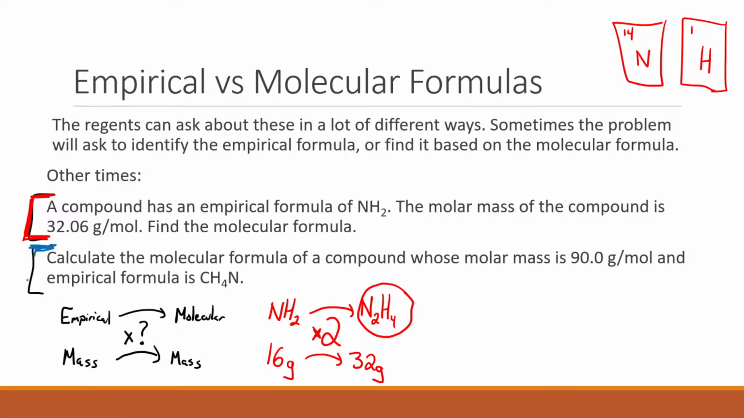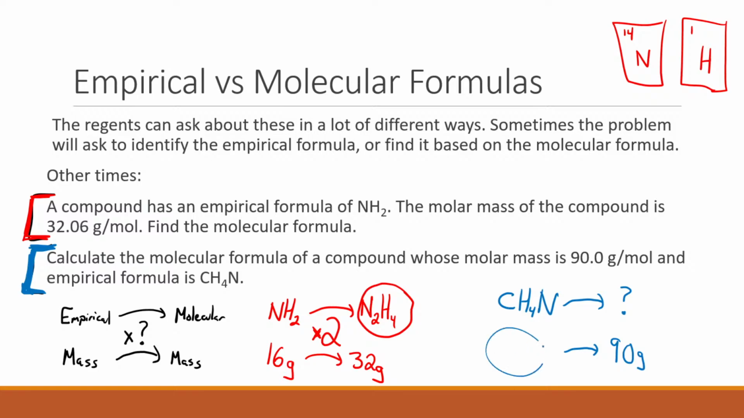Let's look at this second one. They give us the same set of information, right? The same set of pieces, obviously different identities and different numbers. They give us CH4N as our empirical formula. They give us 90 grams per mole for the whole compound. And they ask us again to find the molecular formula.